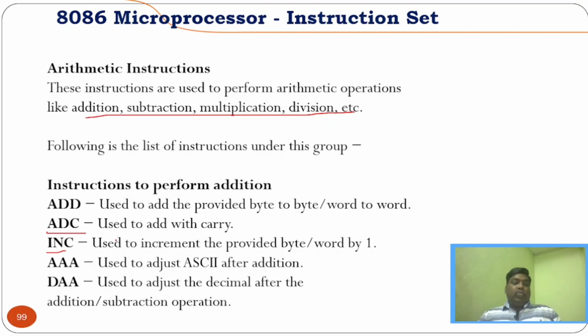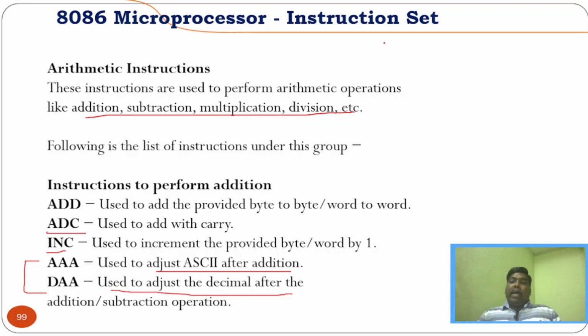Similarly, these two instructions are very new, that is AAA and DAA. These are very important instructions in arithmetic instructions, right? What is AAA? AAA is ASCII adjust after addition. And DAA is decimal adjust after addition, right? So now what is AAA? It is used to adjust the ASCII after addition, and DAA is used to adjust the decimal after the addition or subtraction. What does it mean, right?